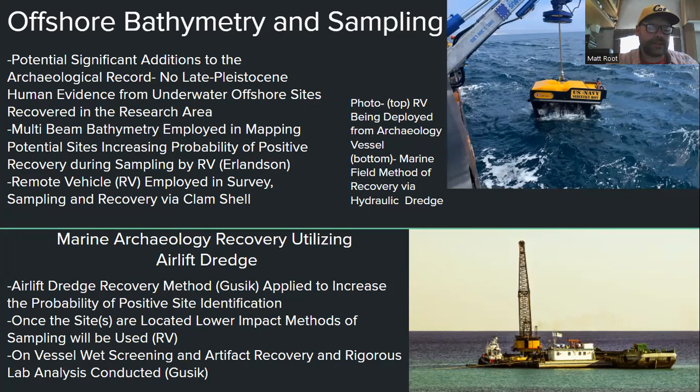In the sampling of these sites, the use of the remote vehicle, or RV, will be employed along with the use of the clamshell bucket capture device, also used to increase the probability of positive recovery. At the bottom here in the photo is an airlift dredge. The airlift dredge would be employed in tandem with the RV to excavate controlled underwater units and include on-vessel wet screening and analysis. This methodology was successfully employed in Montague Bay in British Columbia by Easton's team in 1991.